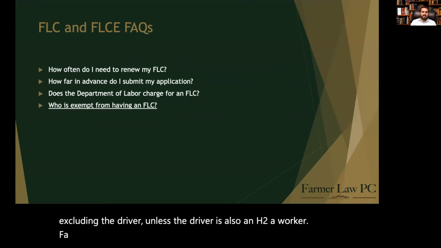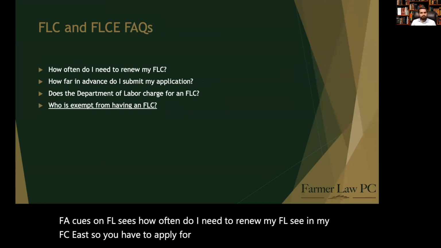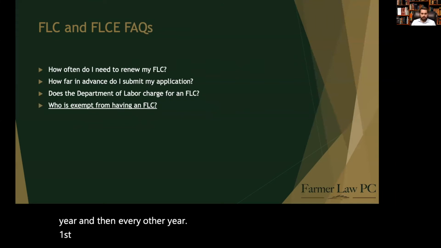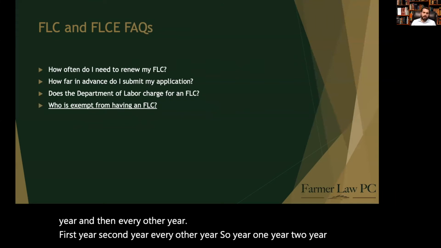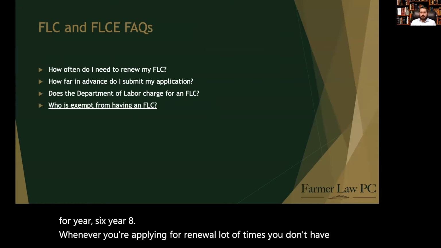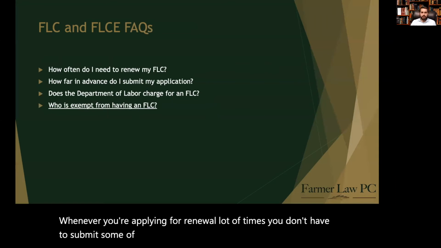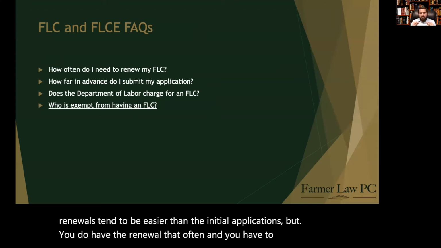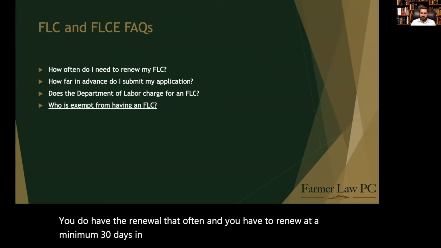FAQs on FLCs. How often do I need to renew my FLC and my FLCEs? So you have to apply for your FLC your first year, your second year, and then every other year. First year, second year, every other year. So year 1, year 2, year 4, year 6, year 8. Whenever you're applying for your renewal, a lot of times you don't have to submit some of the supporting documents. So the renewals tend to be easier than the initial applications, but you do have to renew them that often, and you have to renew them at a minimum 30 days in advance and at a maximum 60 days in advance.